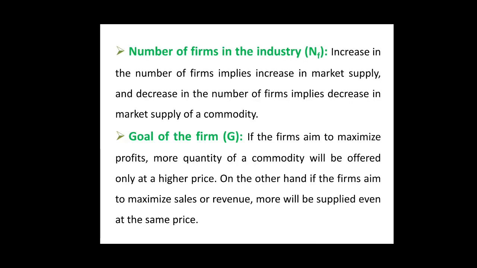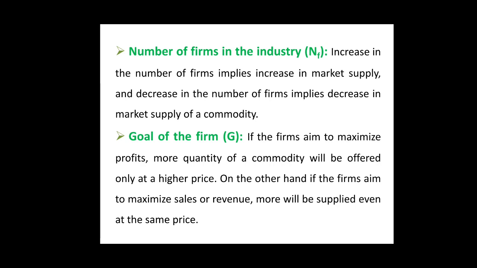Another important factor which determines the supply of goods and services is number of firms in the industry. Students, market supply of a commodity depends upon the number of firms in the industry. Increase in the number of firms implies increase in market supply, and decrease in the number of firms implies decrease in market supply of a commodity, which means that greater the number of sellers, greater will be the quantity of a product or service supplied in the market, and vice versa.